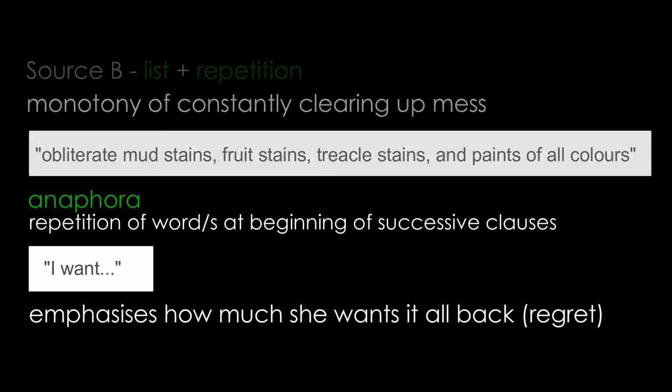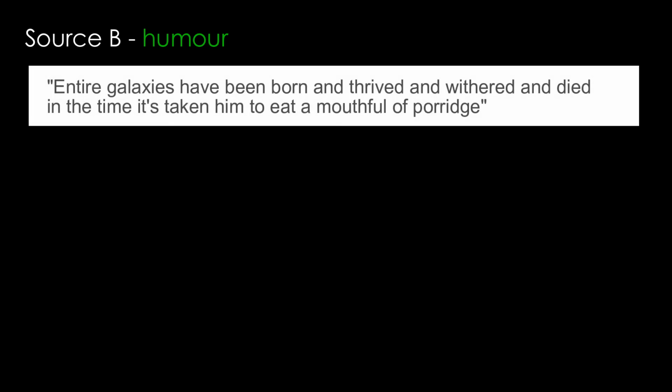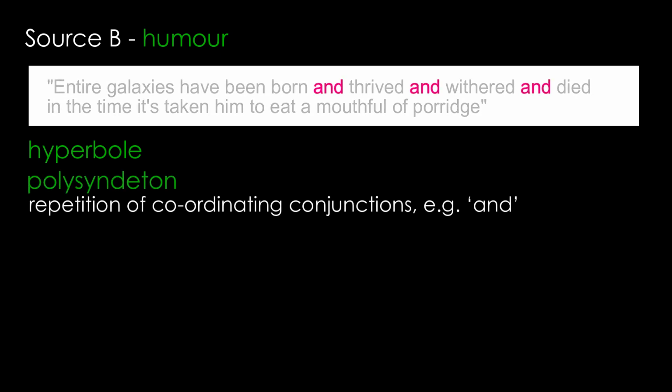By contrast, Heritage uses humour to convey his frustration at the length of time that his son takes to do things like eating. "Entire galaxies have been born and thrived and withered and died in the time it's taken him to eat a mouthful of porridge." Heritage's use of hyperbole, in that galaxies are on average over 10 billion years old, and polysyndeton, to emphasise the different stages of a galaxy's lifespan, amusingly convey to the reader the subjective passing of time.